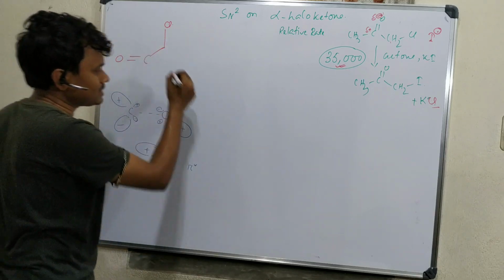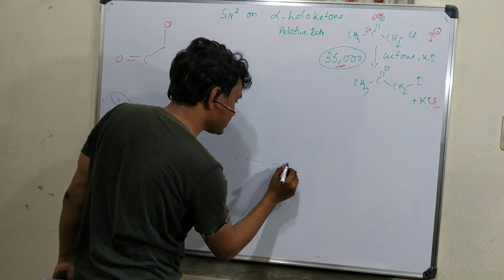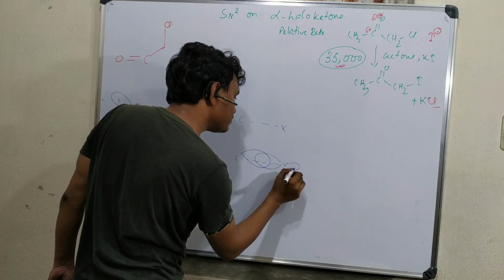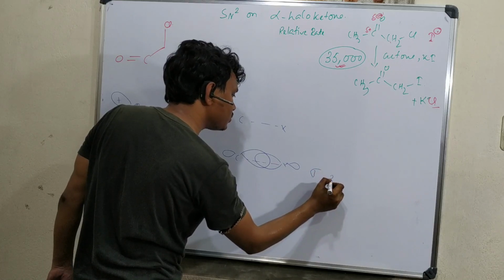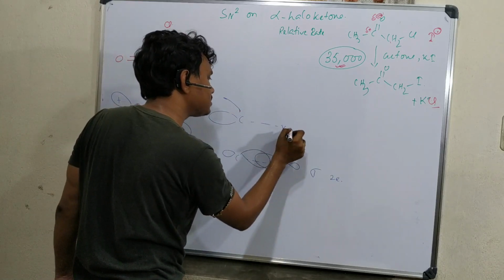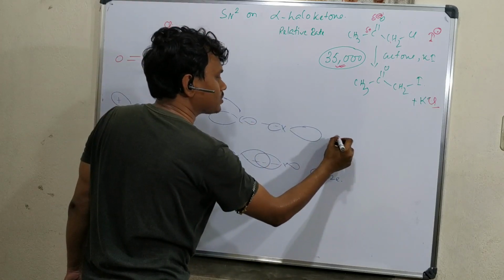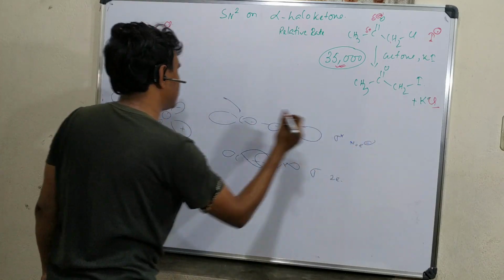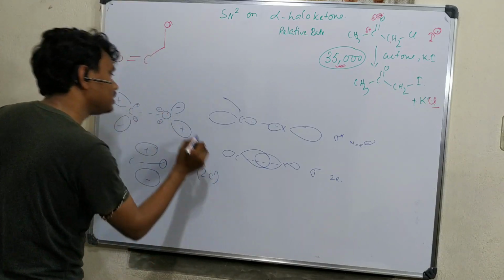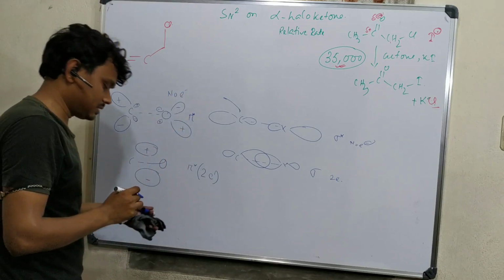And if we consider the sigma bond between C and X, this is an sp3 overlap. This forms the sigma orbital having 2 electrons, and this is the sigma star, having no electron. The pi orbital has 2 electrons, and this pi star has no electron.